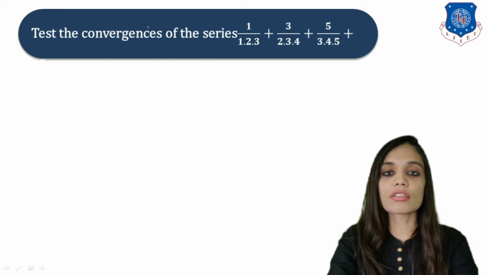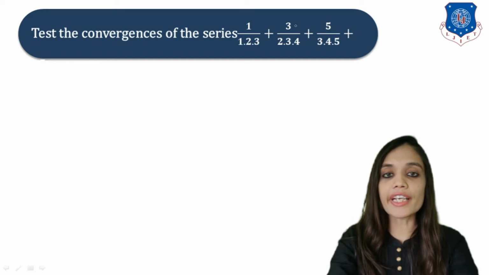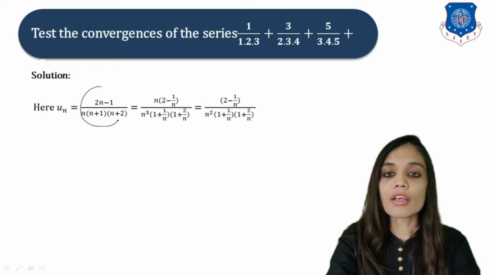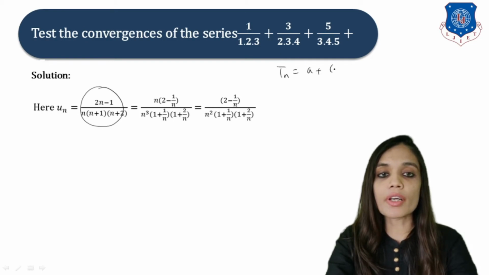Here we have to test the convergence of the series 1 upon 1 into 2 into 3 plus 3 upon 2 into 3 into 4 plus 5 upon 3 into 4 into 5 plus and so on, right? So here firstly we need to find our un by using which formula? Tn is equal to a plus n minus 1 into d.